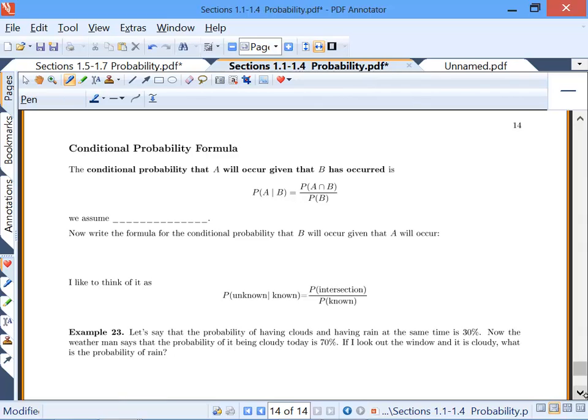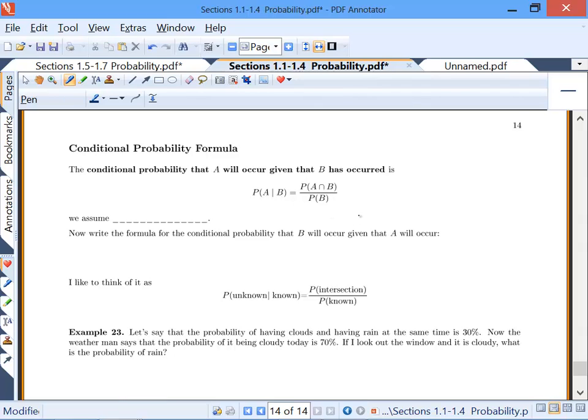So this is our formula. The conditional probability that A will occur given that B has occurred is the probability of A given B. So what we do is we take the probability of the intersection, so the probability of A intersect B, and divide by the probability of B.